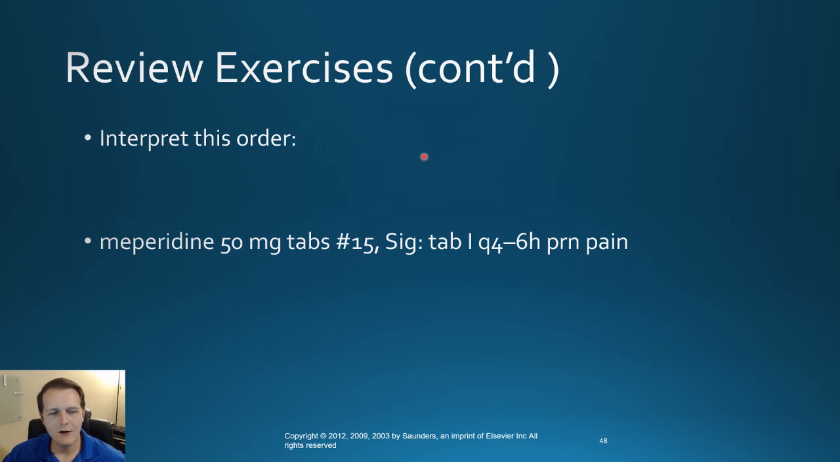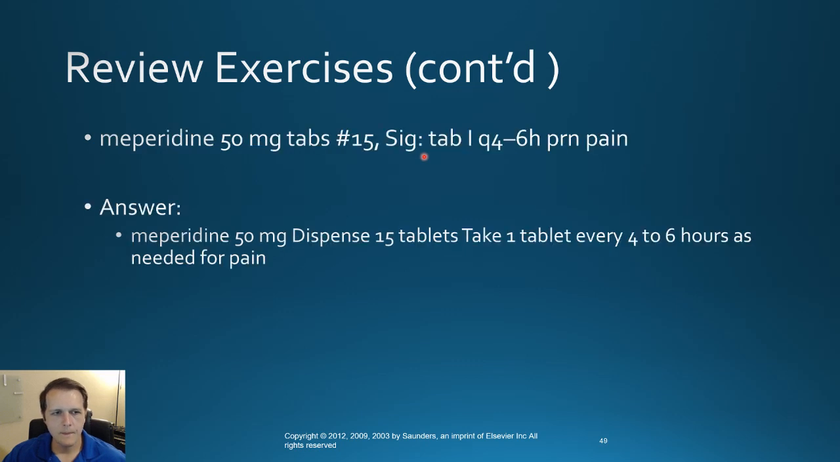How about this one? You have meperidine. This is actually an opioid pain medication, 50 milligram tabs, number 15, SIG tab 1, Q4 to 6 H, PRN pain. So meperidine, 50 milligrams, dispense 15 tablets. You're taking 1 tablet every 4 to 6 hours as needed for pain. So again, this is giving the patient a range. So if they need it sooner, they can get it sooner. If they don't, they can take it a little bit later, depending on how their pain is doing.